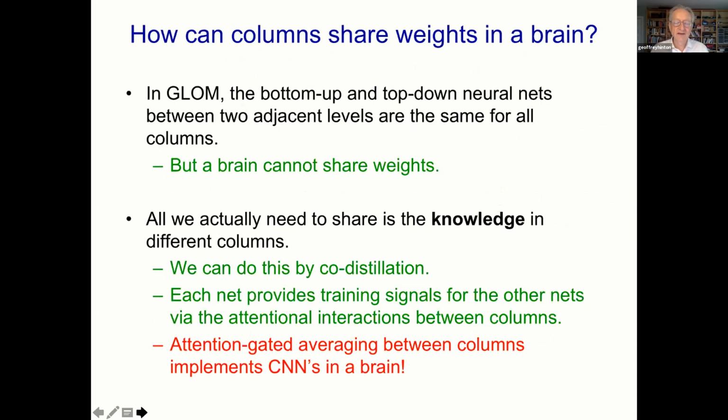And this suggests something about how the brain can get things like convolutional neural nets. The brain can't share weights. And so in different locations for processing the image, you're going to have different weights. But what we really need to share is not weights, it's the knowledge. And so it's fine for different columns to have very different weights because they have different random architectures initially, provided they have the same knowledge. And we can get the same knowledge in by co-distillation. So what's happening is each net in a location is providing training signals for the other nets by the attentional interactions. And those training signals are transferring knowledge from one location to another location. So attention gating averaging between columns is, I think, what's implementing things like CNNs in the brain, not by weight sharing, but by distillation.